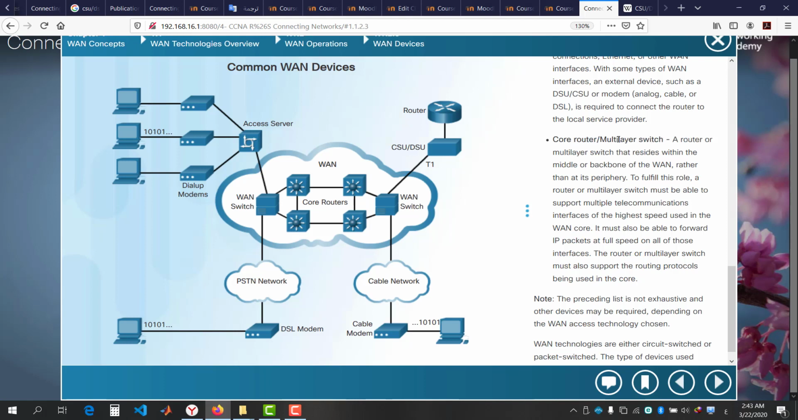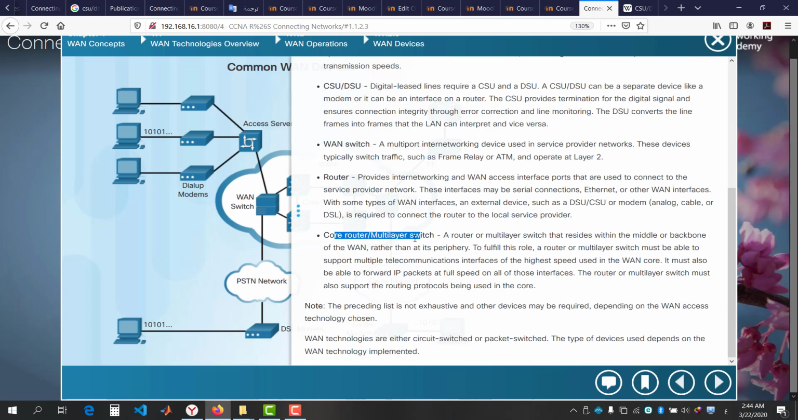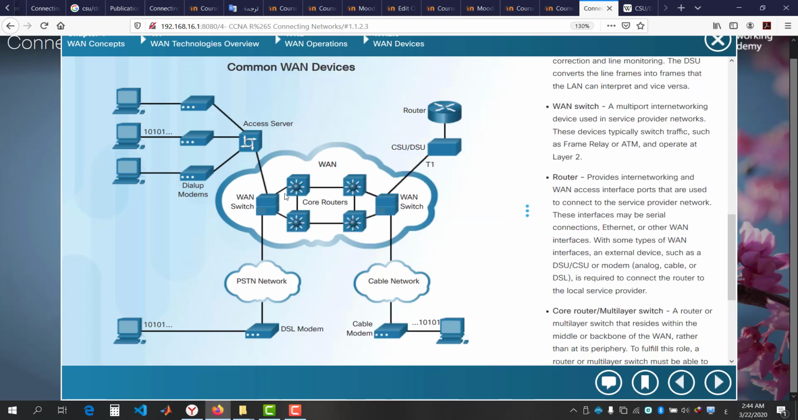This device, which is called a core router or multi-layer switch, can act as both router and switch. It is called multi-layer because, as you know, at layer 2, which is the data link layer, we have the hardware switch, and at layer 3, which is the network layer, we have another device which is called a router. So if we make a mixture between the two devices, we have a new device called a multi-layer switch, which can work on layer 2 and layer 3. This is called a multi-layer switch or core router that resides within the middle or backbone of the WAN. As you can see, this is a multi-layer switch and it is centralized on the WAN.